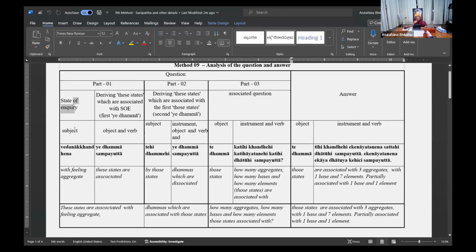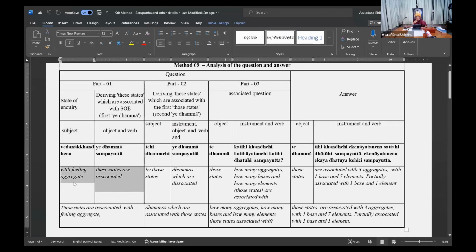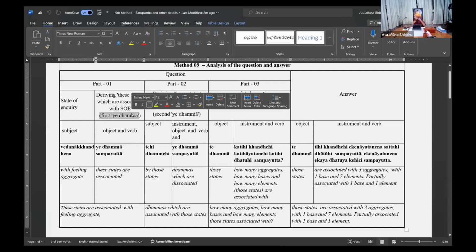In this column we have the state of inquiry, which is the feeling aggregate, right? Yedhamma Sampayutta. So these states are associated with the feeling aggregate. What we do here is to derive the states which are associated with the state of inquiry, and this is called the first Yedhamma. In this method also, we have 2 Yedhammas, right? So first we have to derive that part.